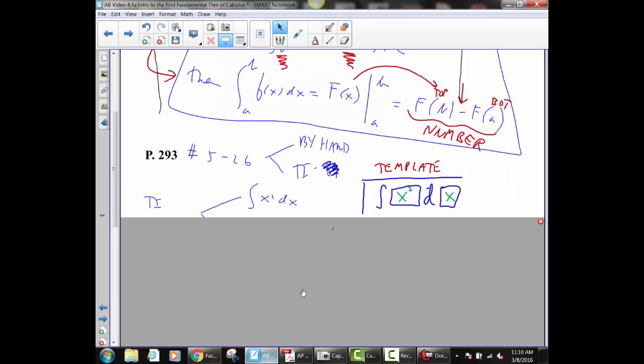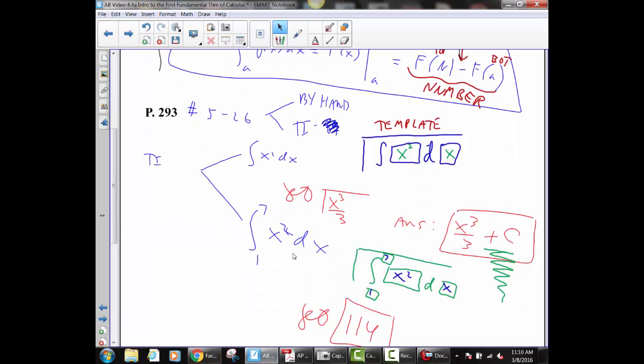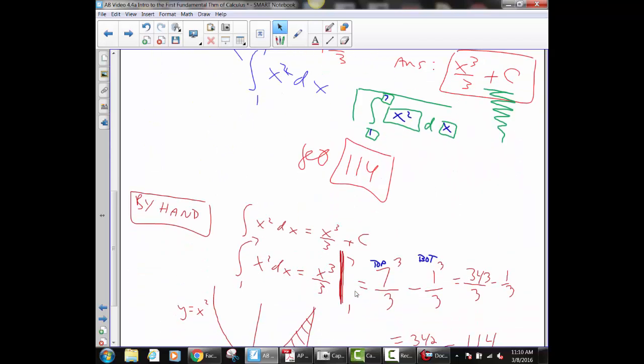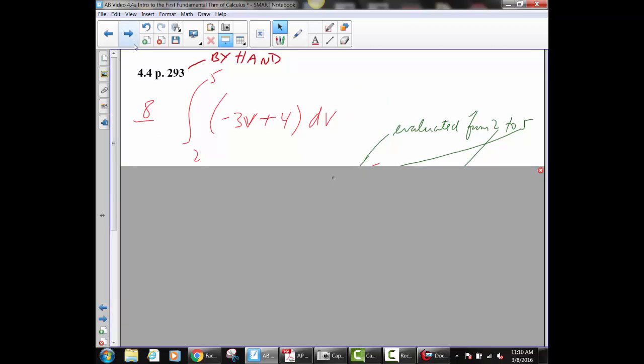I just did this exactly. This is from 1 to 7, and you would get 114. Now, of course, by hand, if you did this example from 1 to 7 of x squared, you'd integrate to x cubed over 3. Notice we don't put the plus c anymore. We don't need it because the c's would end up canceling. Then from 1 to 7, plug in the top, minus, plug in the bottom, and you would get that answer. Don't worry about the area thing right now. We'll come back to that later.